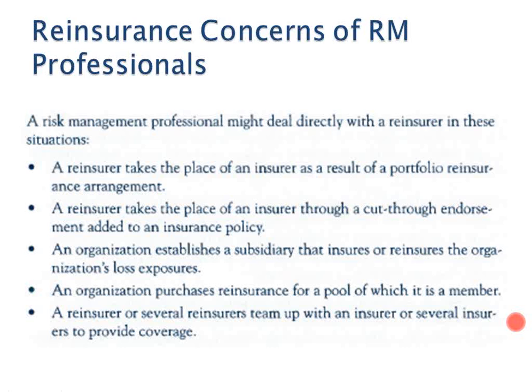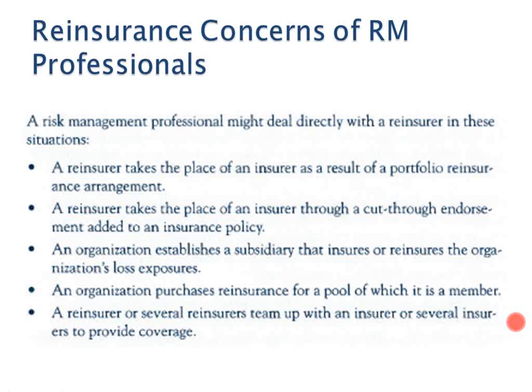And so the first one, a reinsurer takes the place of insurer as a result of a portfolio insurance arrangement. So basically, because the primary folds or they sell it and the reinsurer comes on board, that might be a situation. The reinsurer takes the place of insurer through a cut-through endorsement added to an insurance policy.